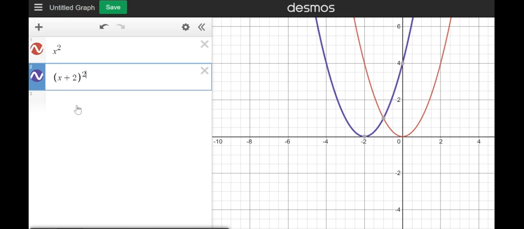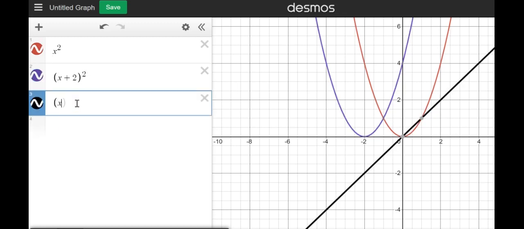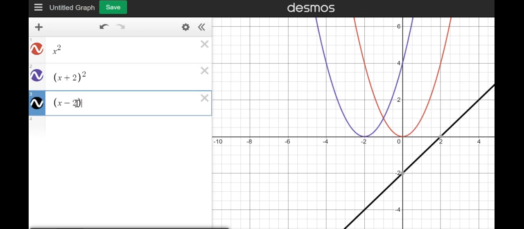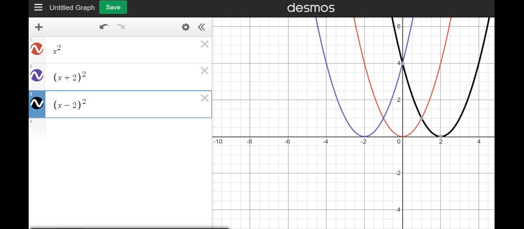So let's check what happens if we subtract that 2. Now the graph got shifted to the right 2 units. Okay, so let's keep that in mind.